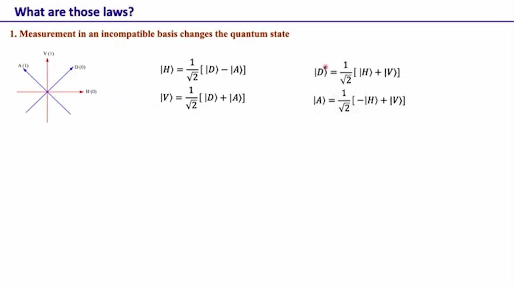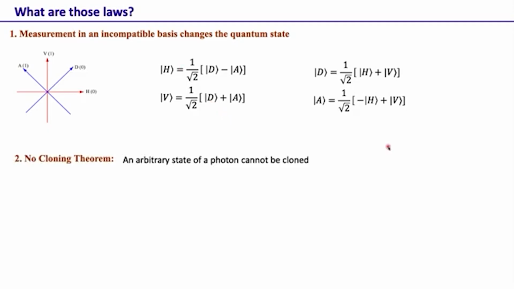Similarly, if the state is actually prepared in the diagonal anti-diagonal basis, but we look at it in the horizontal vertical basis, we of course have a 50% chance of seeing it in either. So measurement in an incompatible basis changes the quantum state. So that's the first law.